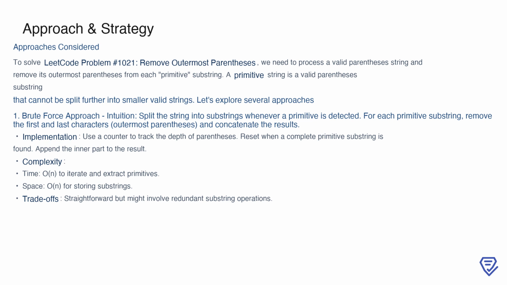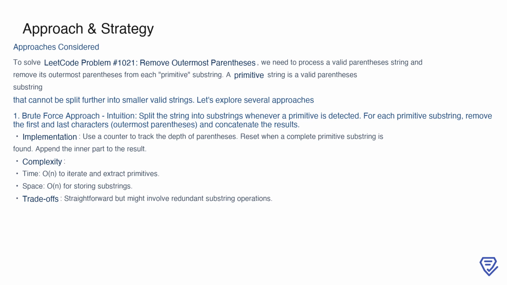To tackle LeetCode problem number 1021, our goal is to process a valid parentheses string and remove the outermost parentheses from each primitive substring. A primitive substring is a valid parentheses segment that cannot be broken down further into smaller valid substrings. First, the brute force approach involves splitting the string into primitives as they are detected, removing the outermost characters from each primitive, and then concatenating the results. This is done by using a counter to track the depth of parentheses, resetting the counter when a complete primitive is found. We considered a few approaches to solve this.